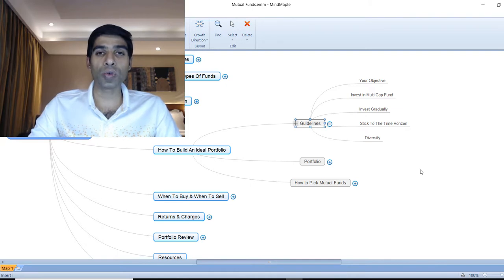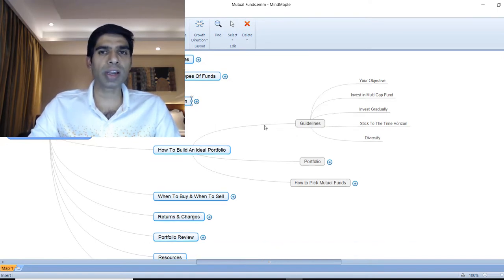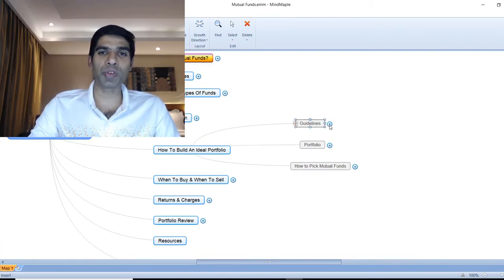In case you don't do that, if you're lucky, maybe the market would go up, but the market is volatile, it'll go up and down. So invest gradually. Stick to the time horizon that we discussed, and if you stick to it, you can't really go wrong. There has to be something drastic for you to lose money. If you stick to the time horizon, there's very little chance that you'll go wrong. And diversify. If you stick to this, I'm sure you'll be able to do an excellent job when it comes to equity investment in mutual funds, right?